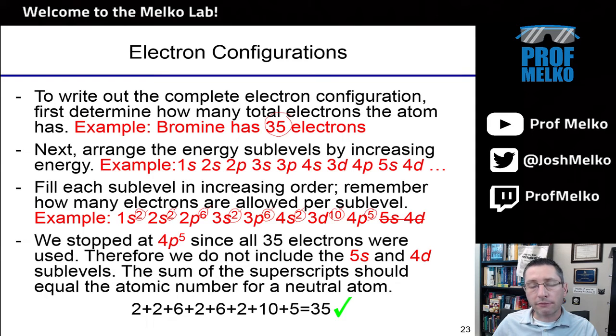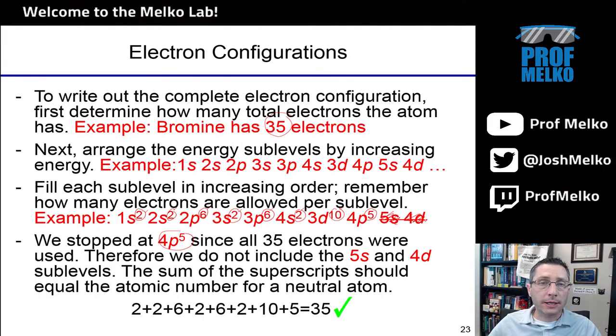4p, I put 5 electrons there. I don't have to use these higher energy levels because I'm out of electrons. Okay, so we stopped at 4p5 since all 35 electrons were used. We don't include the later ones. The sum of the superscripts, as I sort of did there, will add up to this total number of electrons.